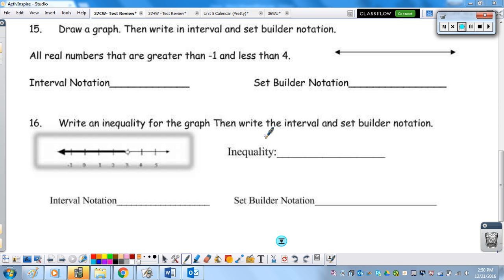Welcome back. We are continuing on 37CW. So number 15 says we need to draw a graph. It says all real numbers that are greater than -1 and less than 4. So let us put that on the number line.